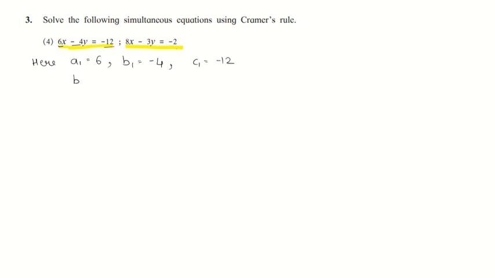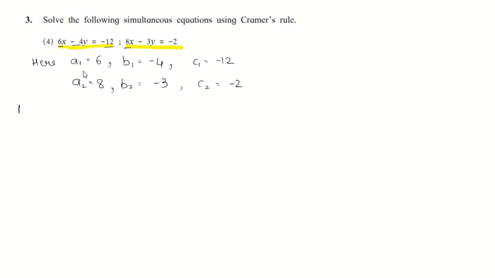Writing down a2, b2 and c2 from the second equation. a2 is 8, b2 is minus 3, c2 is minus 2. We need to find D, Dx and Dy first.